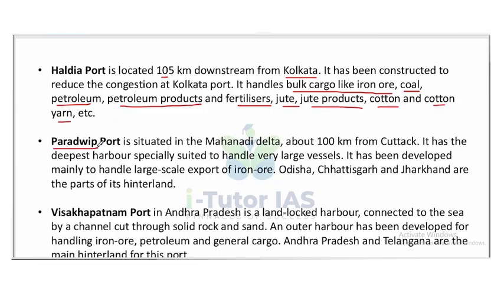Next one is Paradip port, situated in the Mahanadi Delta about 100 km from Cuttack. It has the deepest harbour, specially situated to handle very large vessels. It has been developed mainly to handle large-scale export of iron ore. Then Odisha, Chhattisgarh and Jharkhand are the parts of its hinterland.